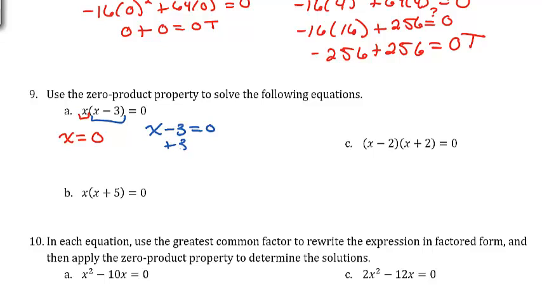And for this one, we just have to add 3 to both sides, and we get x equals 3. And the other solution was x equals 0.